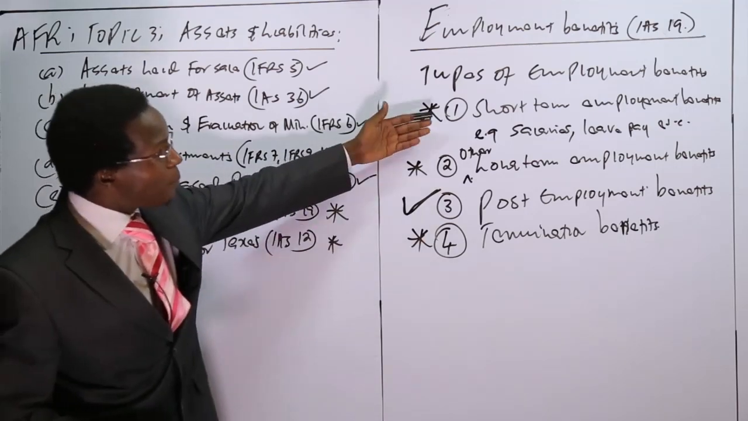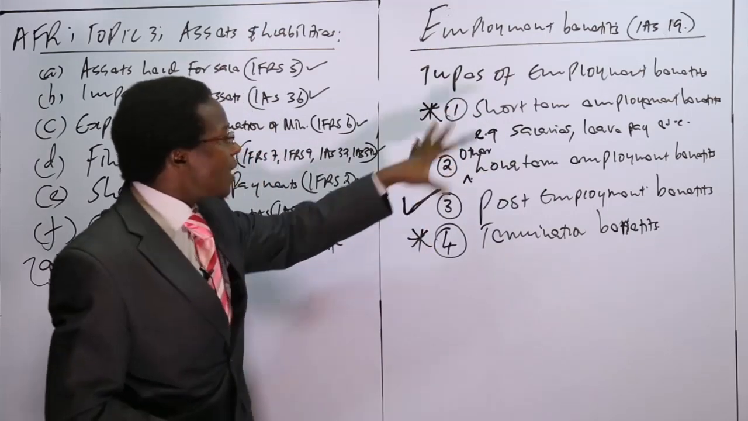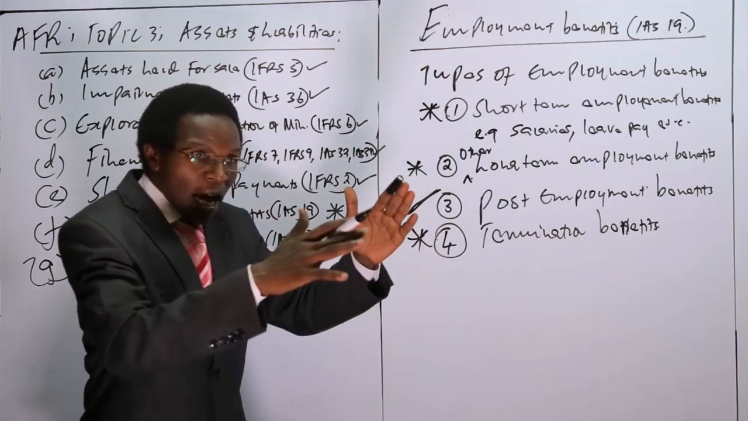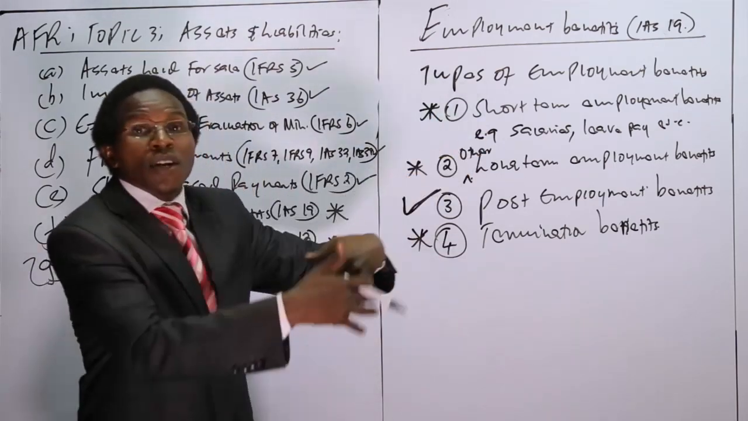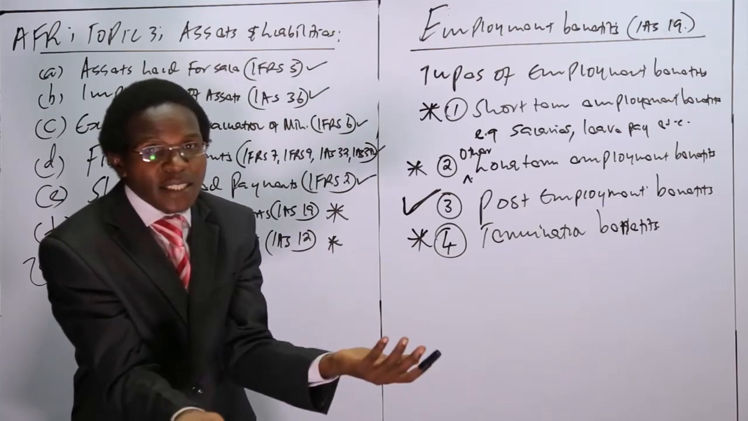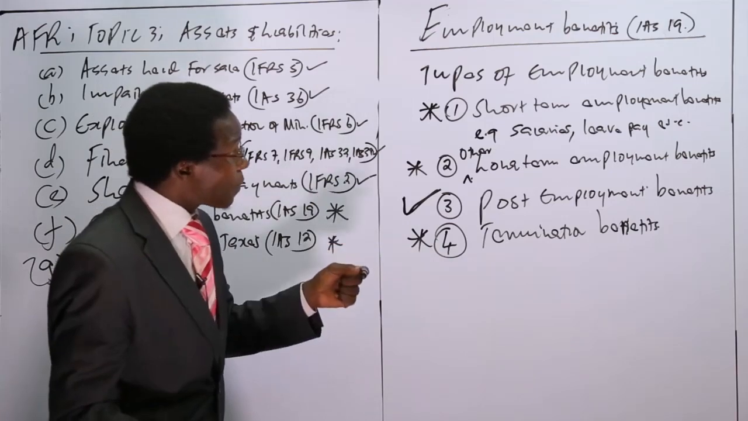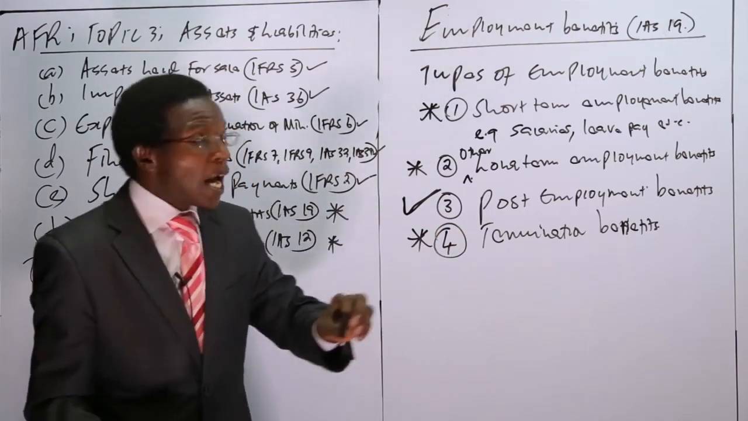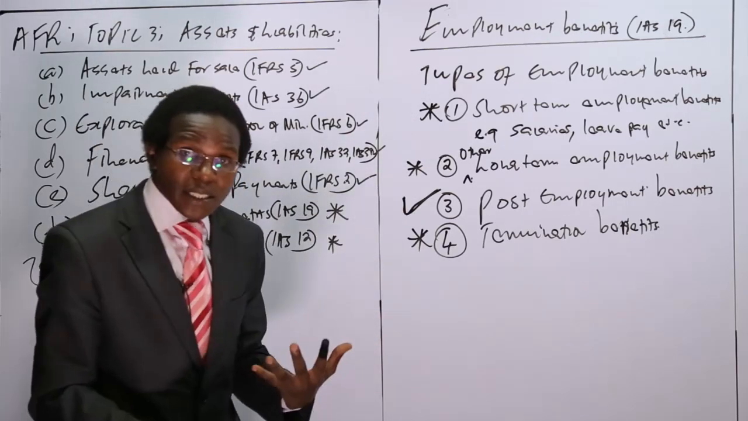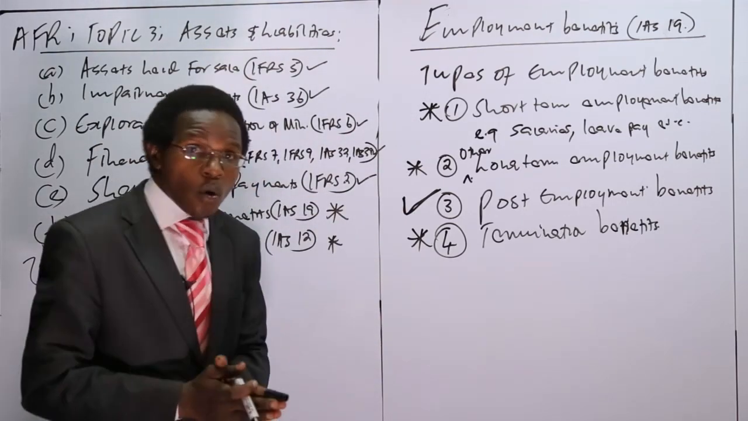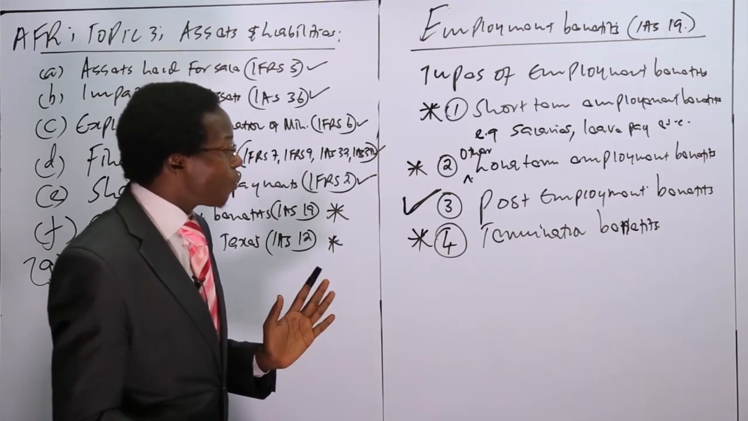When you talk of short-term employment benefits, something like salaries, leave pay, and other allowances that will fall within the 12 months, you simply expense it. You recognize it in your profit or loss as an expense, and you forget about it. If it had been paid, just expense it. If it had not been paid, then apart from expensing it, you recognize it as an accrual. That's a current liability. So that's not a big problem.